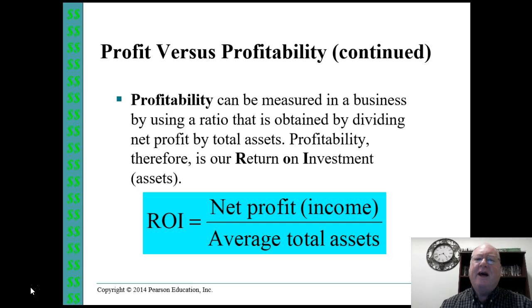So profitability in a company is just what we referred to last chapter as return on investment or return on net assets. It can be stated as a ratio: the net profit, or net income, divided by your average total assets. And remember, average total assets are your beginning of period assets and your end of year assets, and the average between the two. This profitability or return ratio is related to the efficiency of how you're using your assets, much more than just the effectiveness of using your assets.